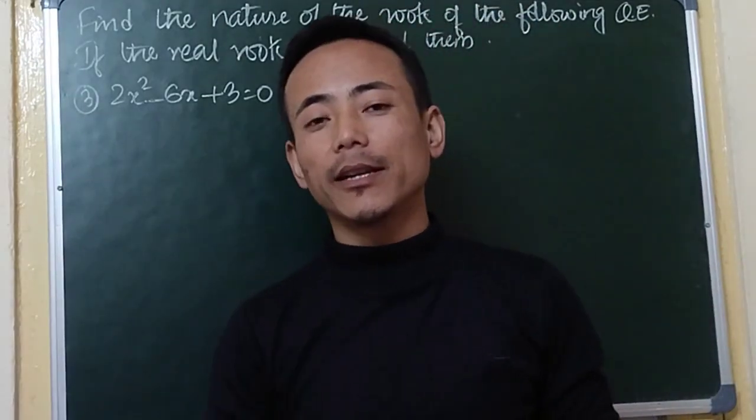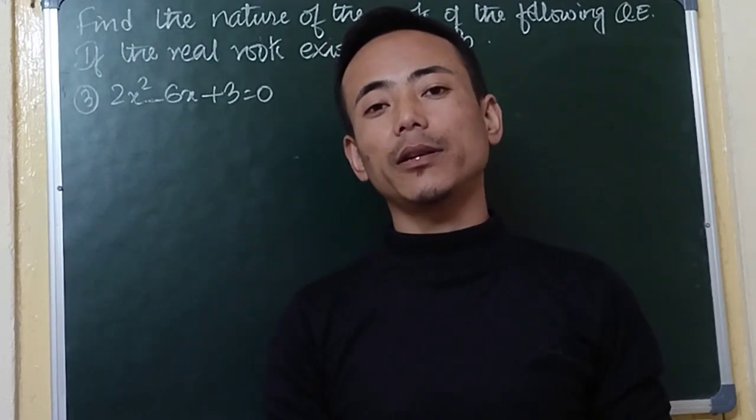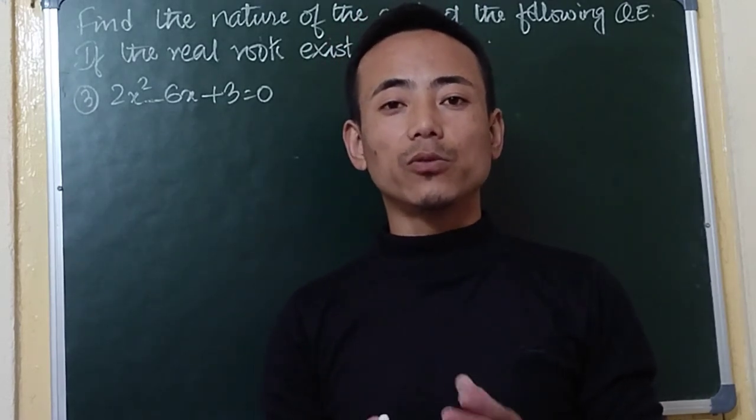So I think you're understanding now how we can see the value of the discriminant and check whether the quadratic equation has roots or not.